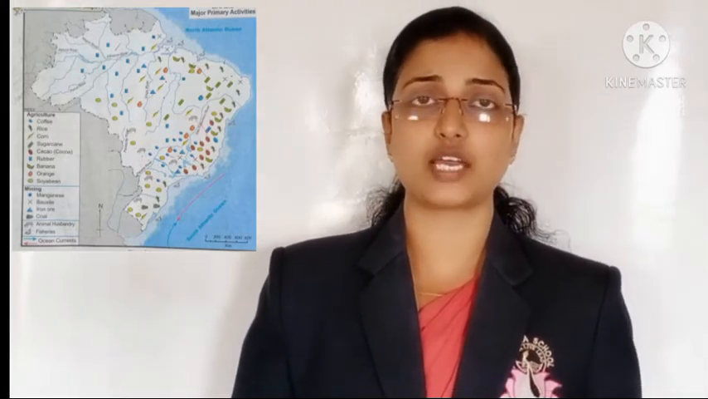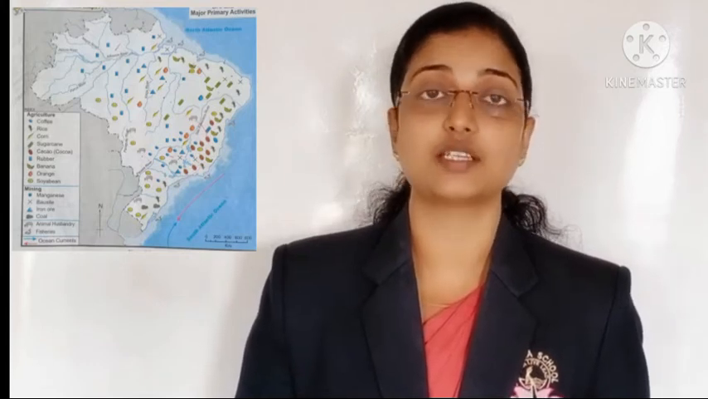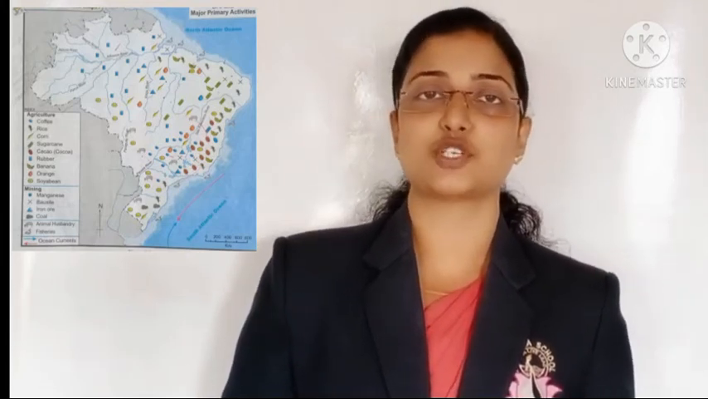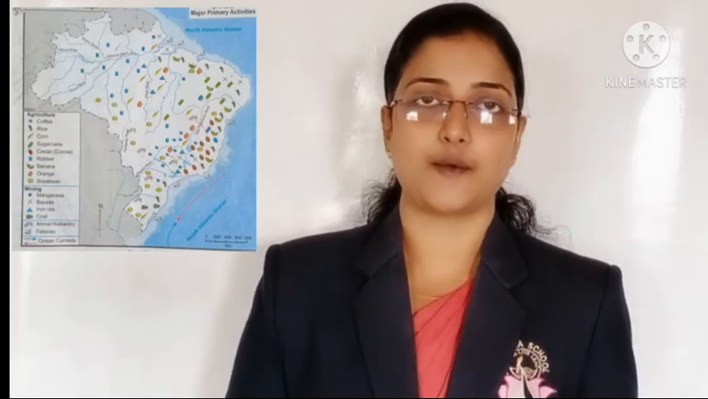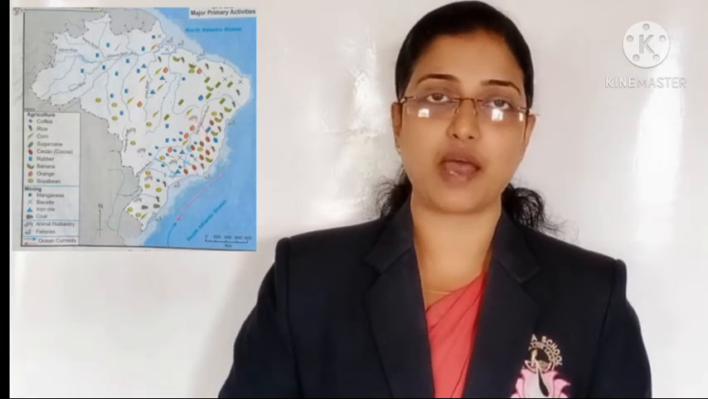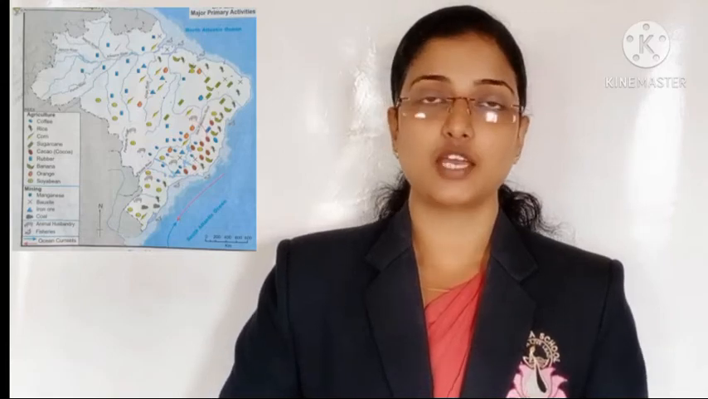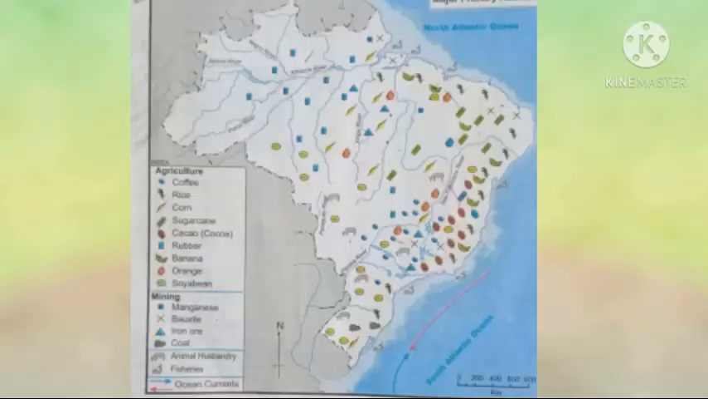So we know that the Amazon river has a lot of varieties of fishes, but they are not utilized that much because of the inaccessibility to that particular area. Now we are going to study the map which is given in your textbook, page number 54, figure 8.3.